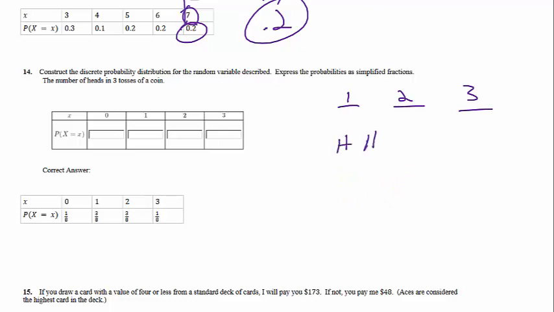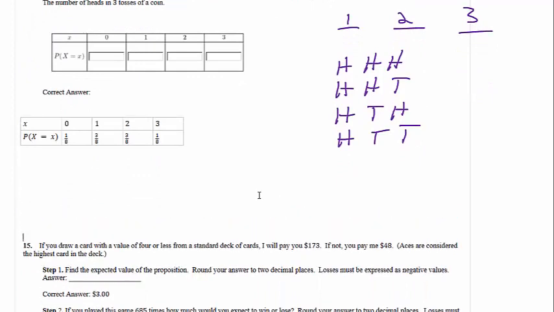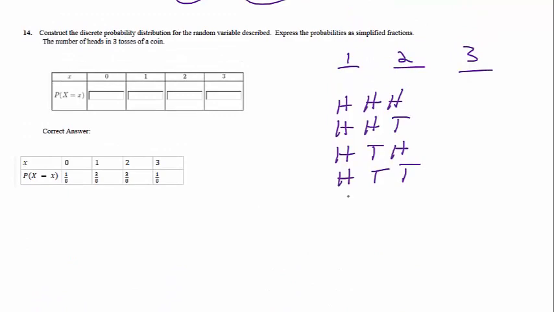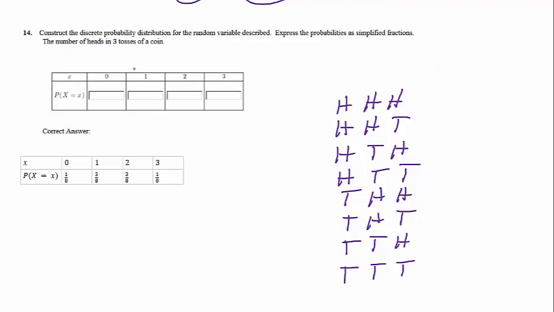So we have heads, heads, heads; heads, heads, tails; heads, tails, heads; heads, tails, tails. I'm going to run out of space here, but that's okay, we can make more. Tails, heads, heads; tails, heads, tails; tails, tails, heads; and tails, tails, tails. And now, let's erase this and find out what it is asking us.